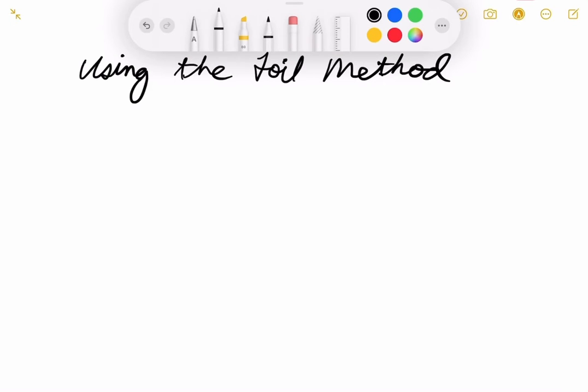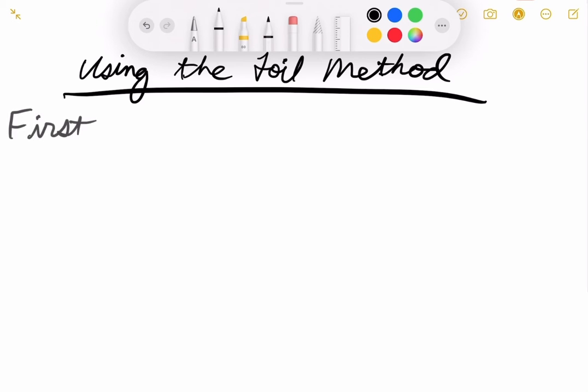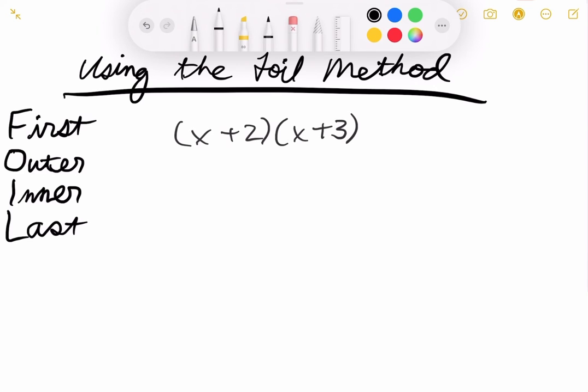Hello and welcome. Today we will be learning about using the FOIL method. But what does FOIL stand for? The F stands for first, the O stands for outer, the I stands for inner, and the L stands for last. We have this binomial here.